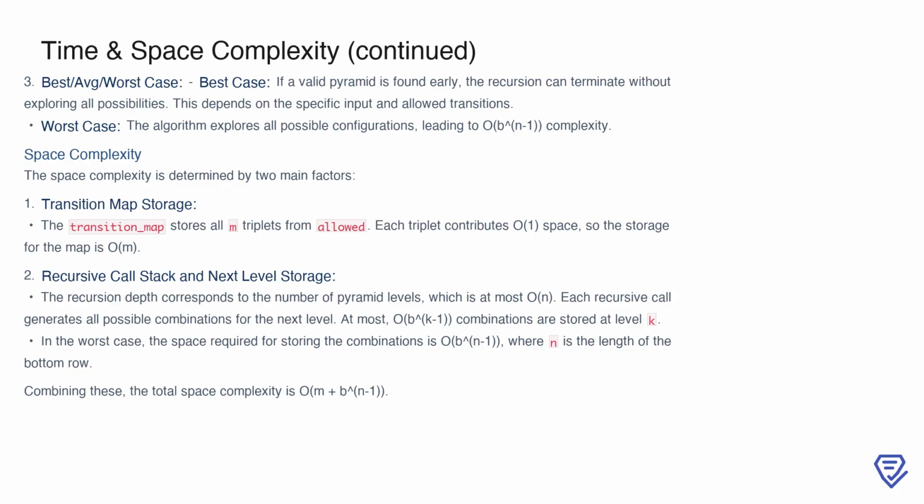For the recursive calls, the depth of recursion corresponds to the pyramid levels, which is at most O(n). At each level, we store all possible combinations of blocks for the next row, requiring O(B^(k-1)) space at level k. In the worst case, this amounts to O(B^(n-1)) space for the deepest level. Combining both components, the total space complexity becomes O(m + B^(n-1)).